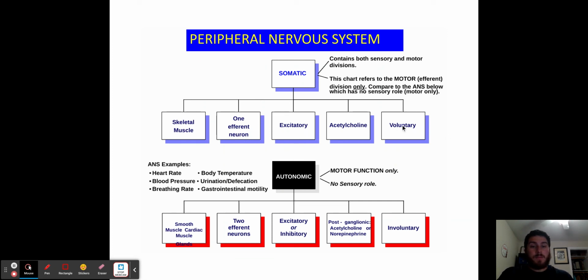And the last thing here, because we already talked about voluntary and involuntary, the last thing here is probably the most challenging part, which is what neurotransmitters are being used. So the postganglionic neurotransmitters are always acetylcholine in the somatic nervous system. But in the autonomic nervous system, they may be acetylcholine or norepinephrine.